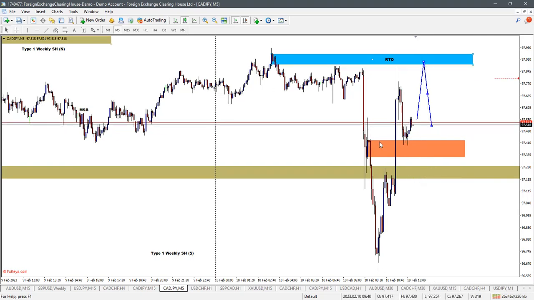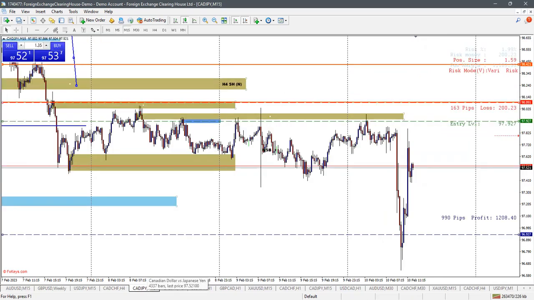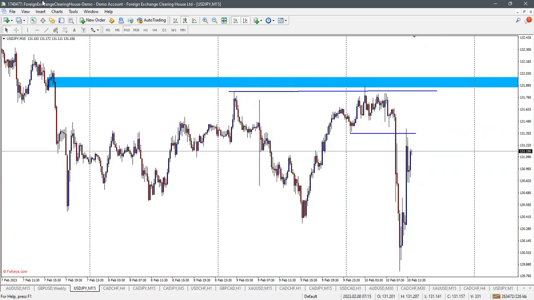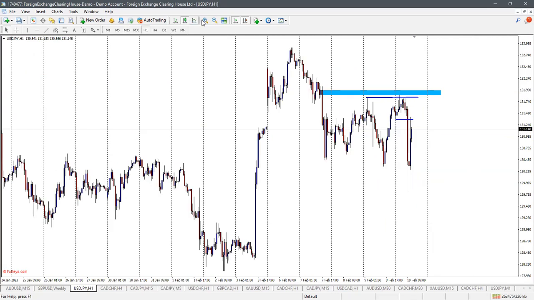But because of the CAD news, you can see the market is starting to move quite dramatically already. So that's CAD JPY for you. Now, USD JPY has followed suit similarly. USD JPY is a better trade, I think, because of how it looks.